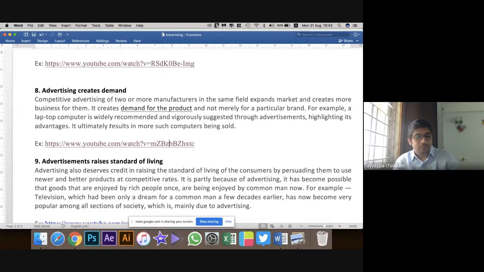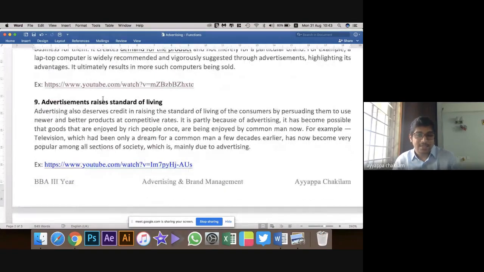Next, advertisements raise the standard of living. When you are purchasing a particular product, it raises your standard of living. The customer's standard of living is raised when you are consuming or purchasing products. I've taken an example here of Maruti. In the middle class, and as we all know, the majority of the population in India is middle class, many of them dream of purchasing a car.